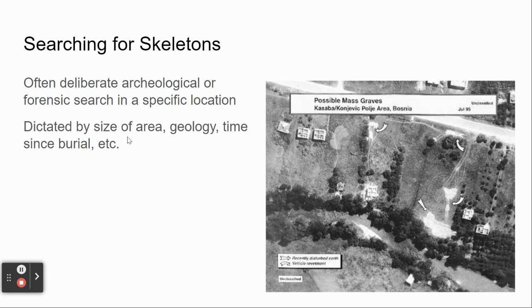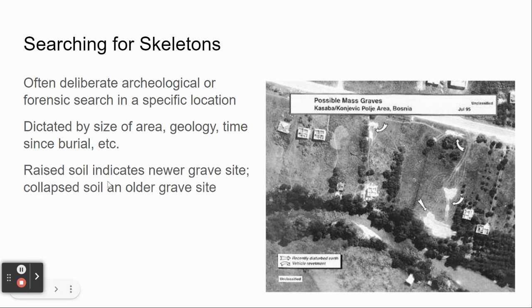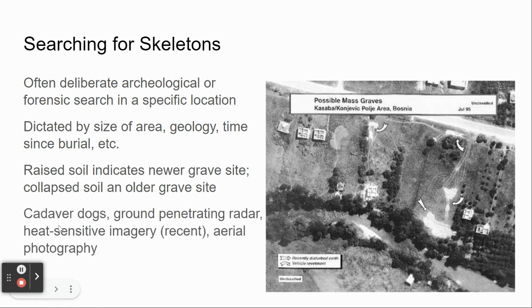Whether you're searching individually or using drones or aerial photography, whatever, there's lots of different ways to be able to find them. But some of the things that they're going to look for, raised soil is going to indicate an area that's been dug up and then filled back in. And then if you have collapsed soil, that simply indicates that whatever was put in that area has begun to settle, right?